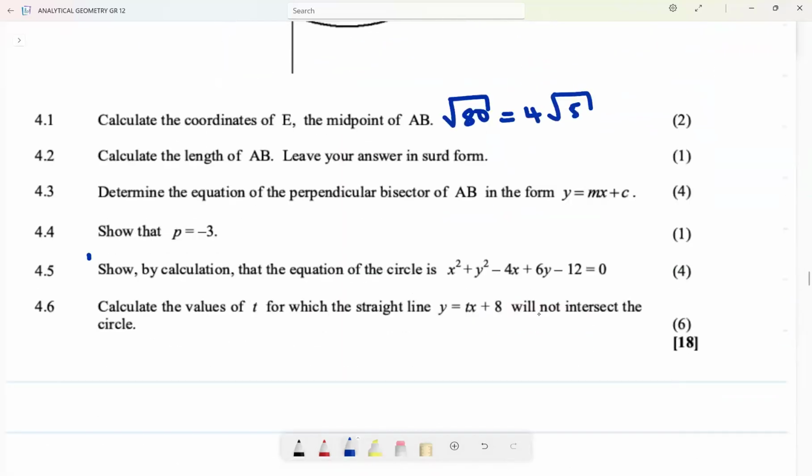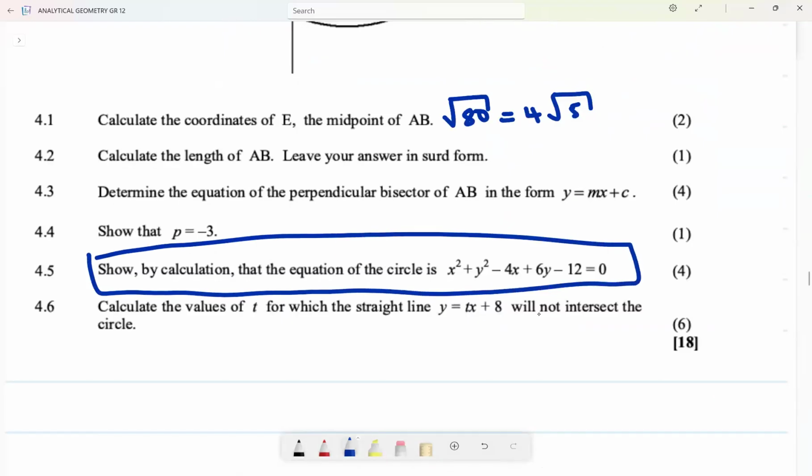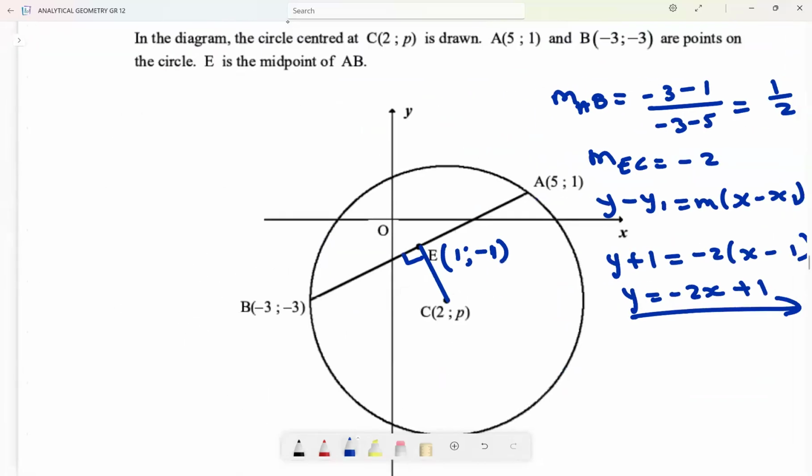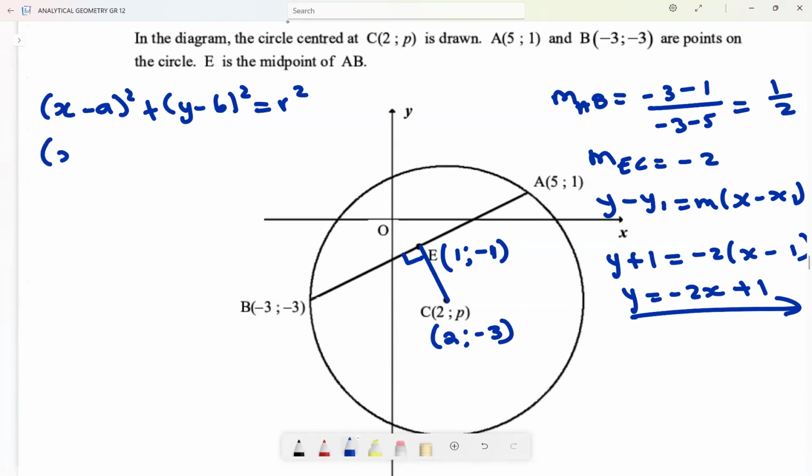Show by calculations that the equation of the circle is this. How can I show by calculations that the equation of my circle is that? Remember, it is (x minus a) squared plus (y minus b) squared equals r squared. I have the coordinates of the center, 2 and -3. So I'm going to say (x minus 2) squared plus (y minus -3) squared, and minus -3 is just plus 3, squared, then equals r squared.